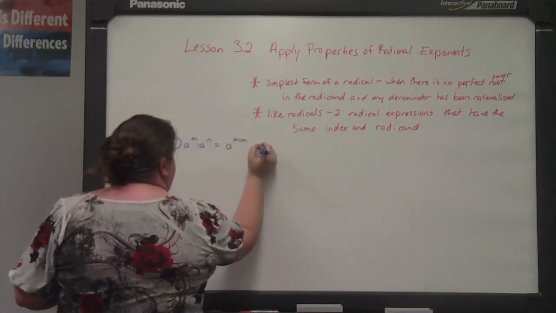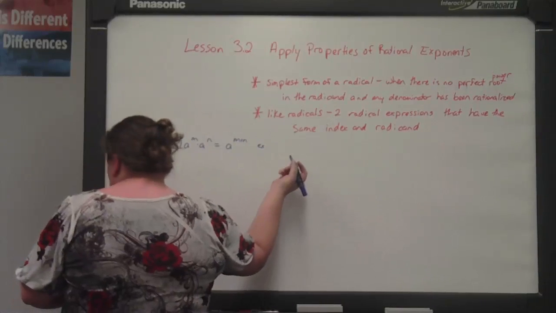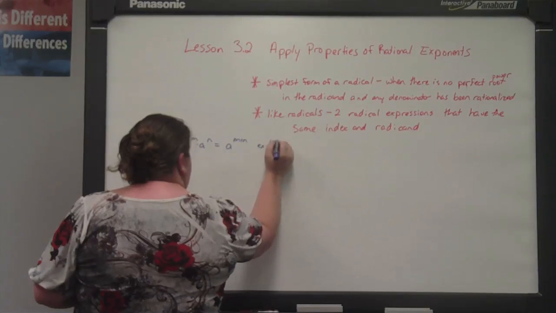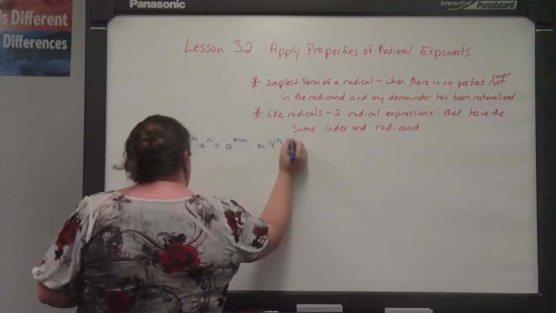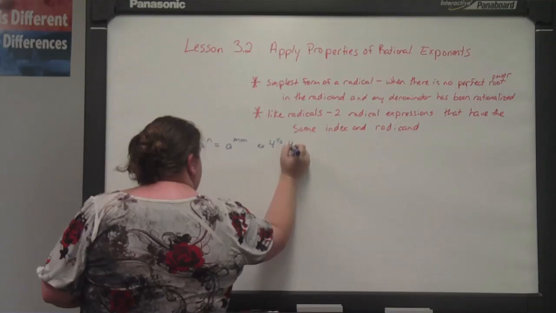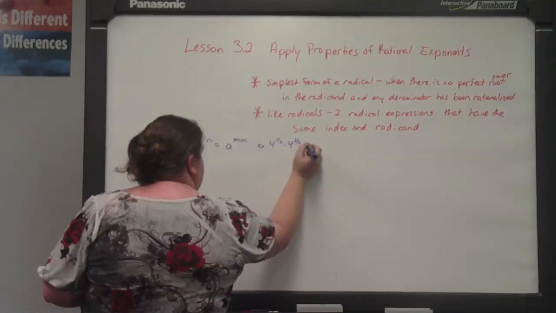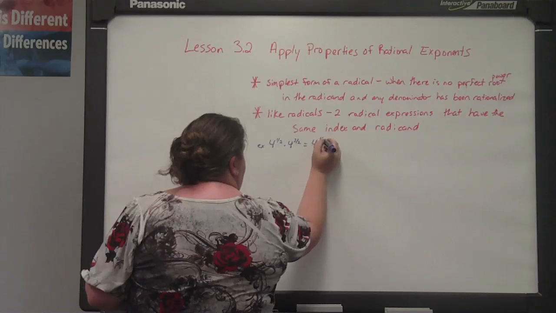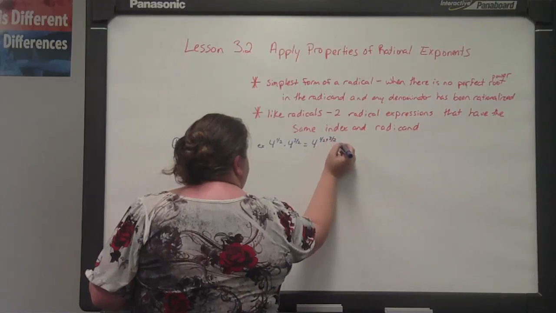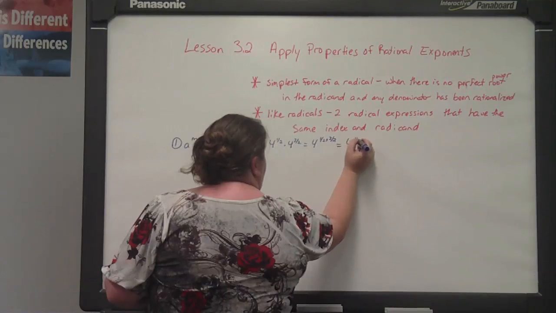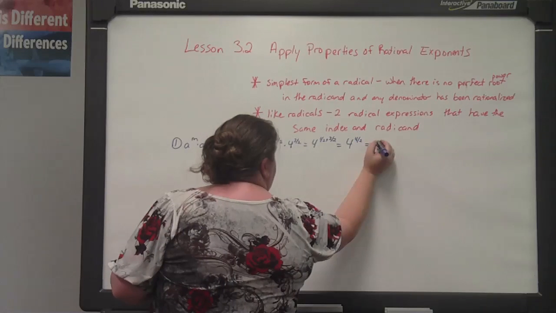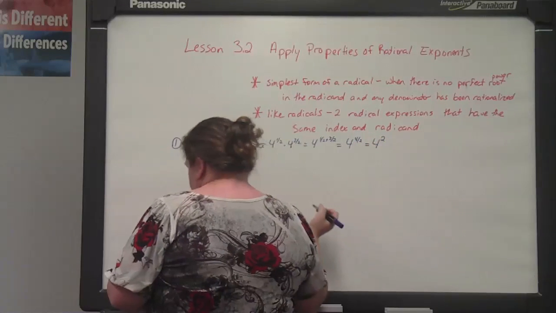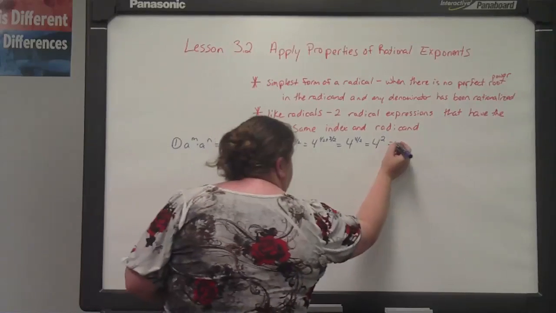So, an example would be 4 to the 1/2 times 4 to the 3/2. Again, we want to add, so we're going to say 4 to the 1/2 plus 3/2, which is 4 to the 4/2, which can be reduced down to 4 squared, which is 16.